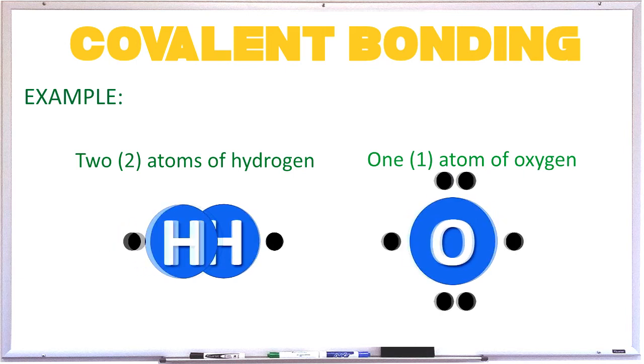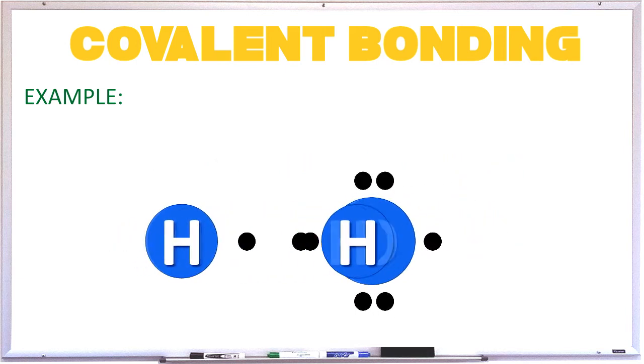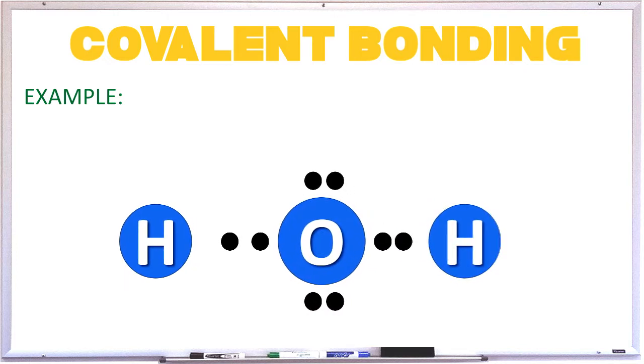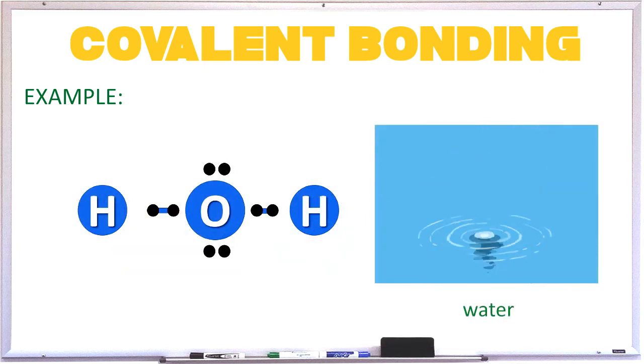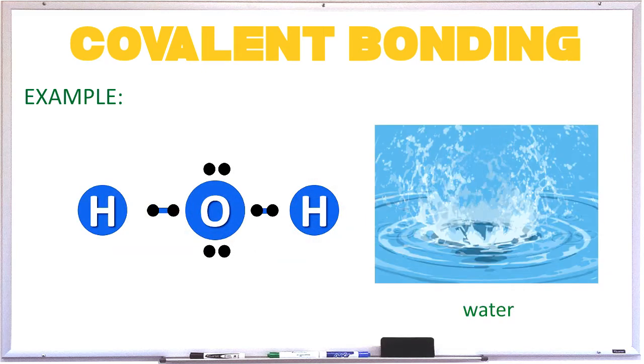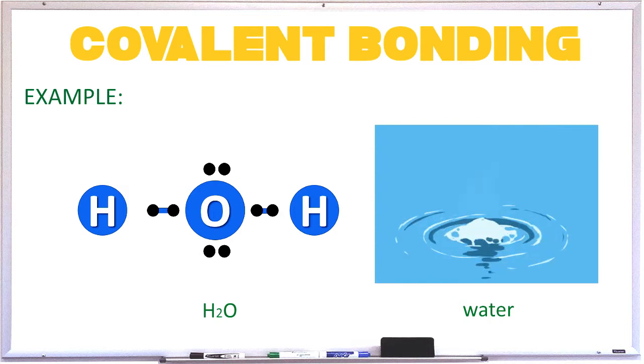It could only be possible if 1 atom of oxygen shares with the 2 atoms of hydrogen, so that both of them will benefit. If they share with each other and become stable, we come up with the so-called water, which has a chemical formula of H2O.